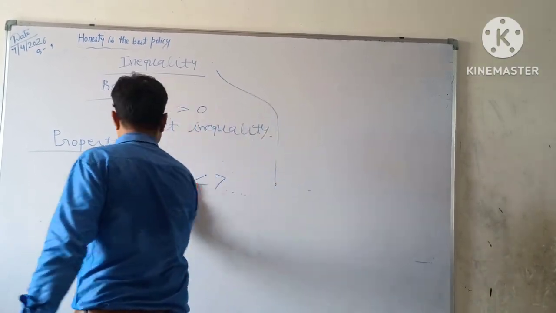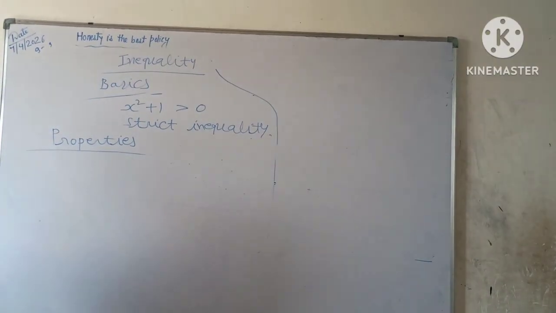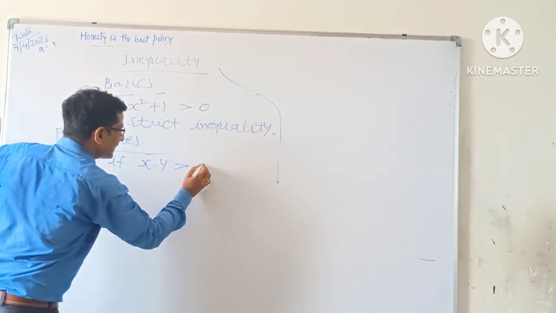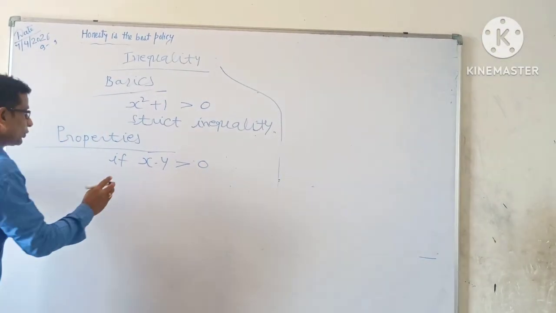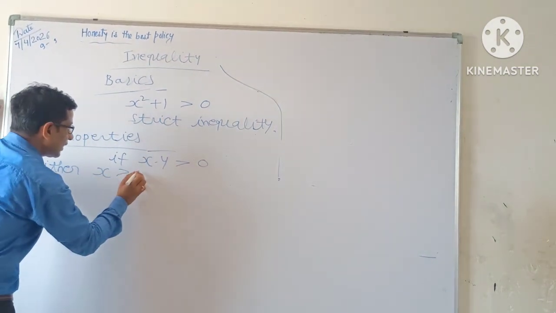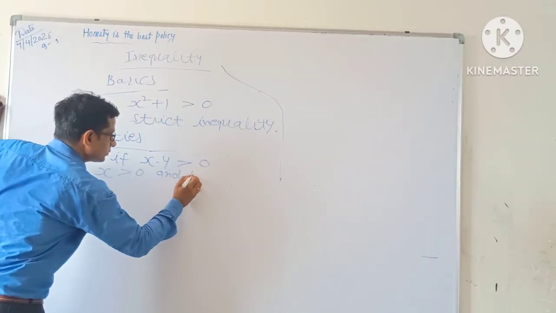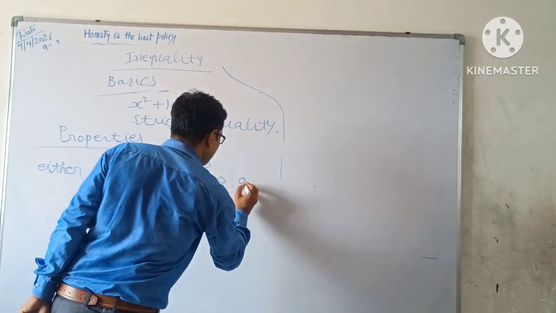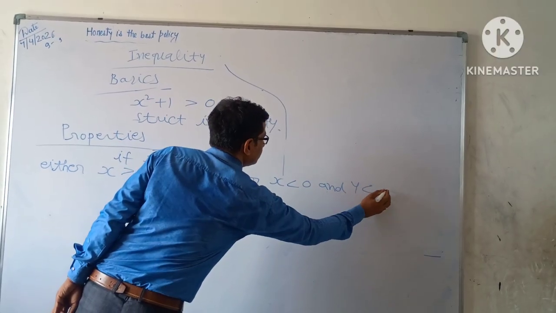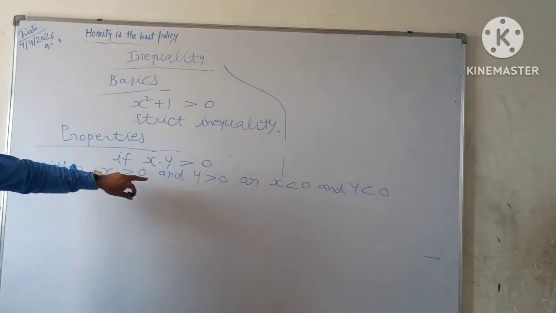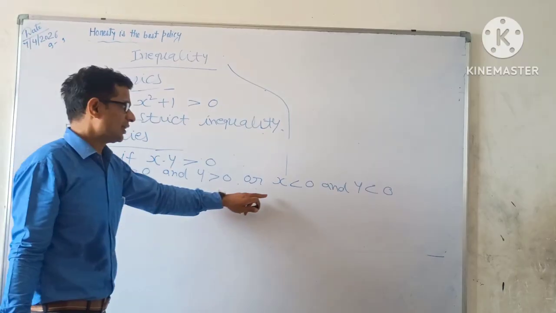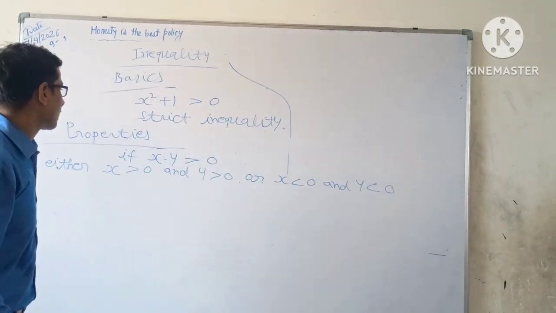For example, if for two real numbers x into y is greater than 0, it is only possible when either both are positive or both are negative. Means if x into y is greater than 0, then either both are positive, x greater than 0 and y greater than 0, or both are negative, x less than 0 and y less than 0.